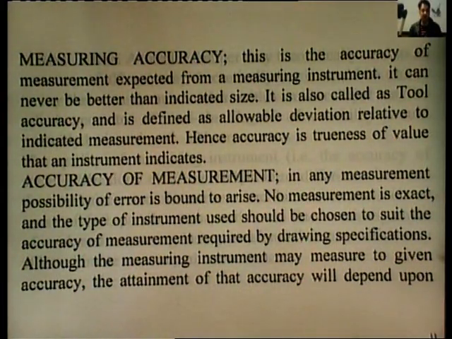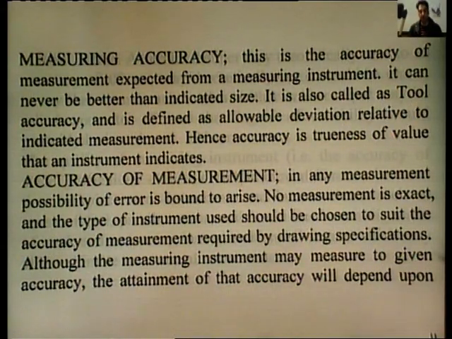Then we discuss measuring accuracy. This is the accuracy of measurement expected from a measuring instrument. It can never be better than the indicated size. It is also called tool accuracy and is defined as allowable deviation relative to indicated measurement. Hence, accuracy is trueness of value that an instrument indicates.